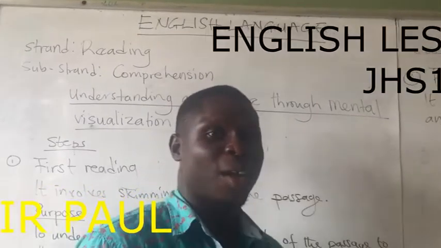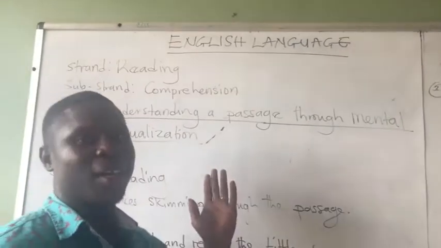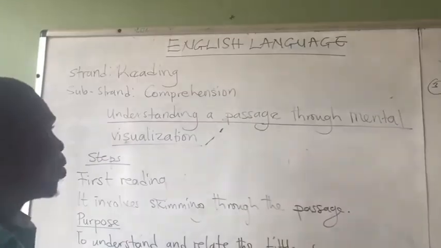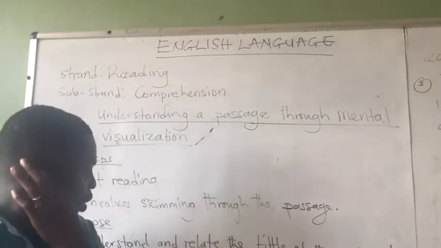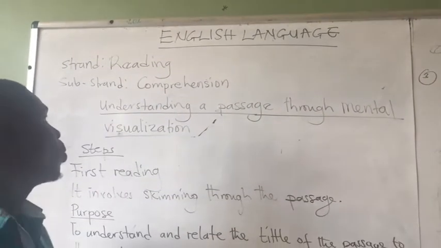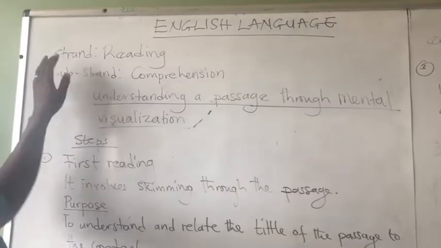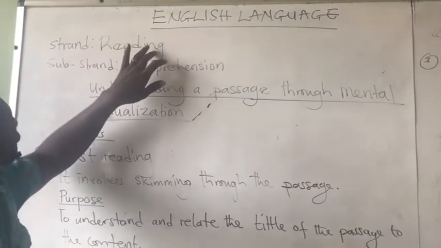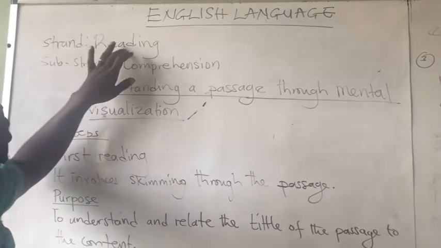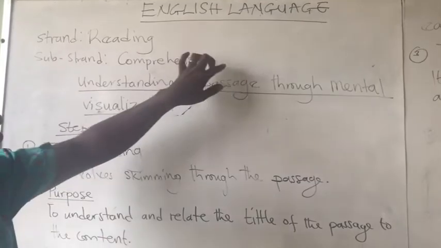Alright, so I think in our previous lessons we did grammar, and then I think we are done with the whole topic on nouns. So we are switching to comprehension, which has a substrand known as reading. So a strand known as reading, our substrand is comprehension.